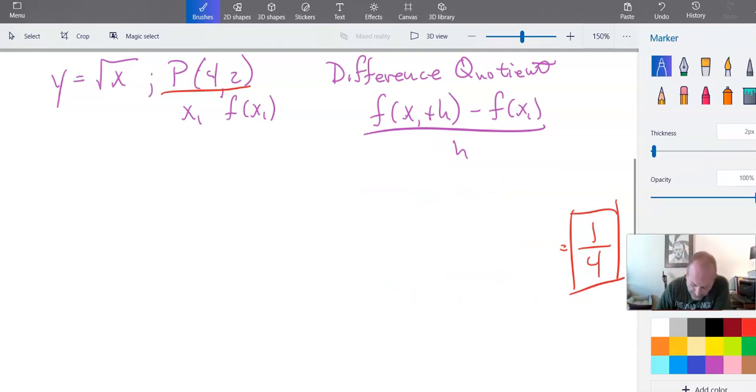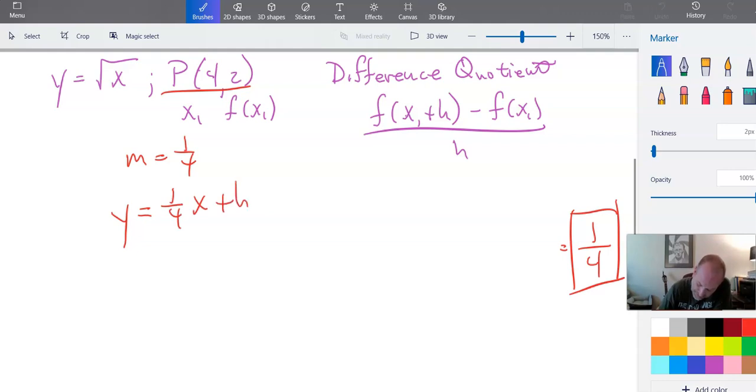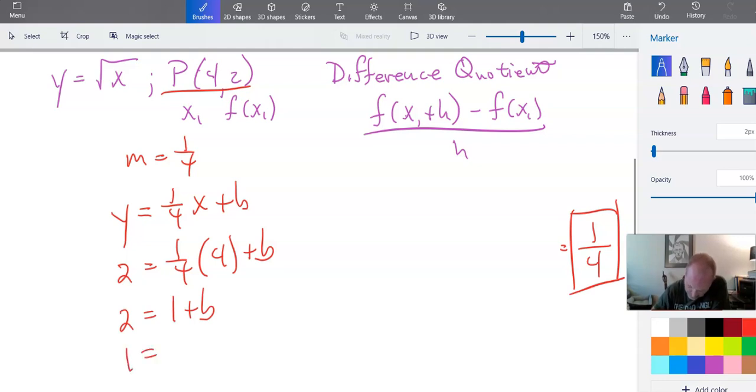Okay, so we know we have our point, we need a slope, we have 1/4 as a slope, so that means I know my line's going to start out with y equals 1/4 x plus b, and I just need to plug in the point (4, 2). So that means that 2 is equal to 1/4 of 4 plus b. Well, 1/4 of 4 is 1, so 2 is equal to 1 plus b, and so 1 equals b.